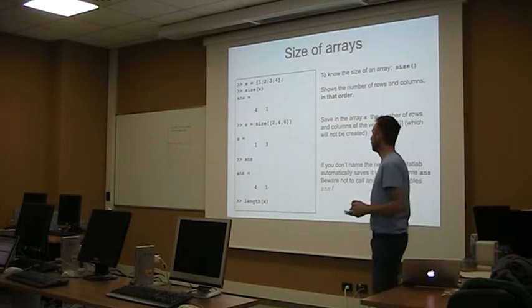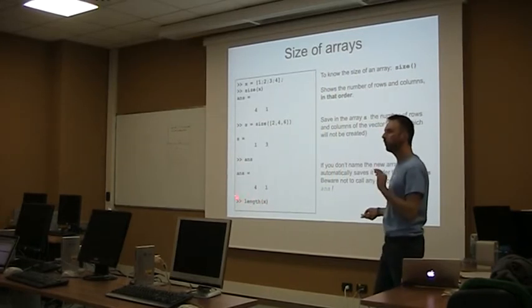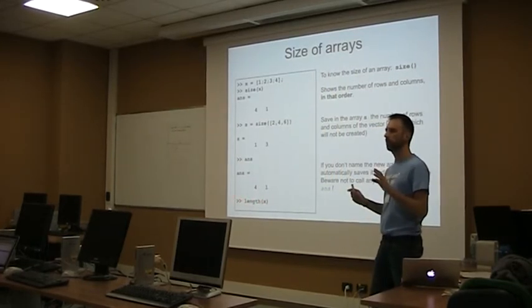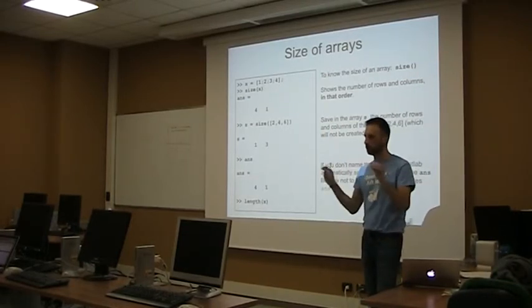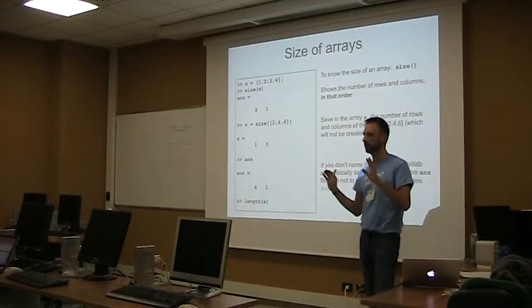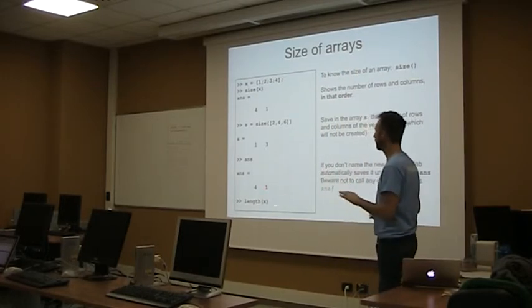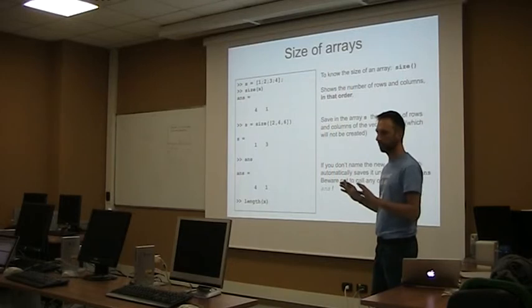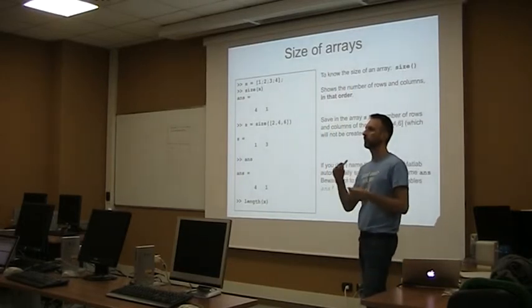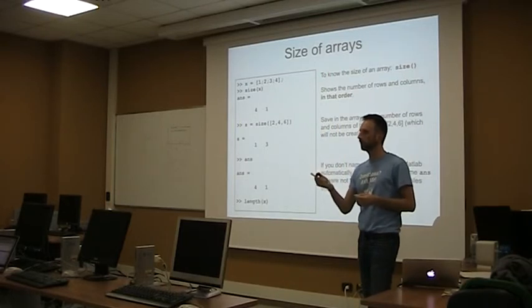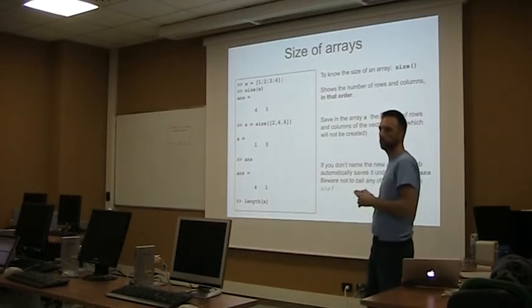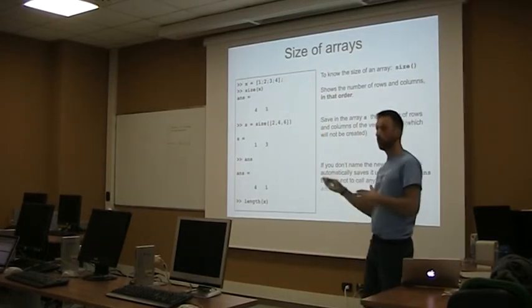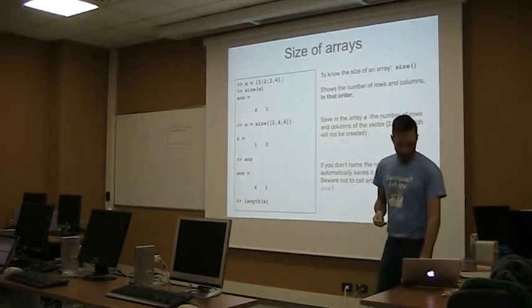So length is mostly good if you're working with vectors. By now you should know that a vector is just one column or just one row. So length is good on vectors, but not good on matrices, because apparently it gives you just one dimension, and the biggest one. If the matrix has more rows than columns, it's going to give you the number of rows. If it has more columns than rows, it's going to give you the number of columns.